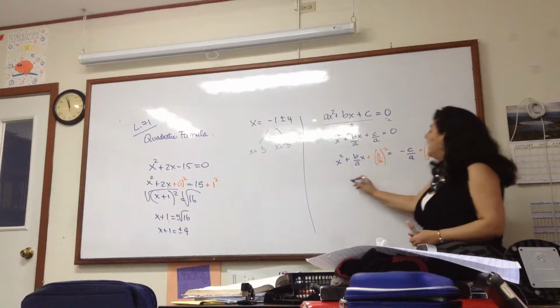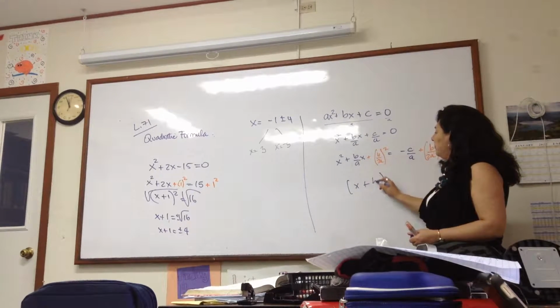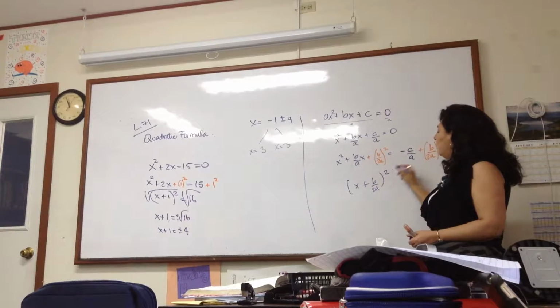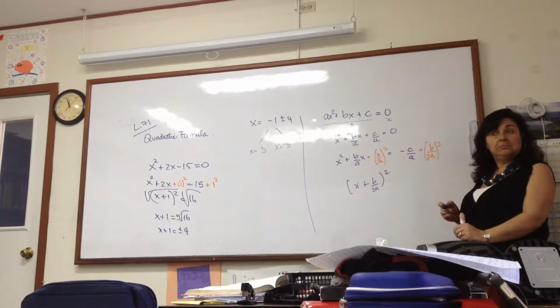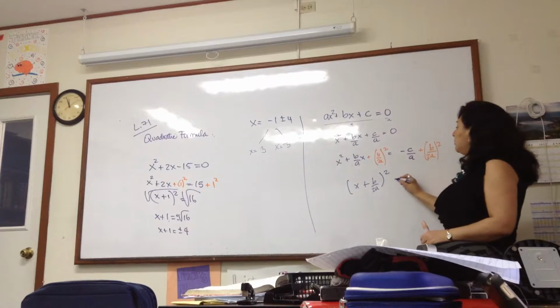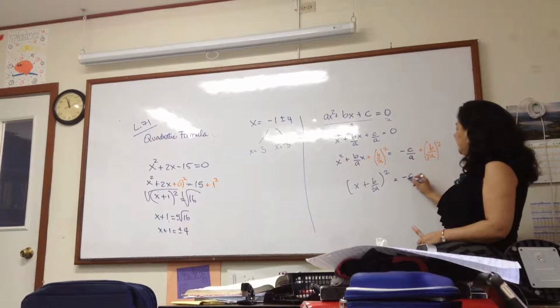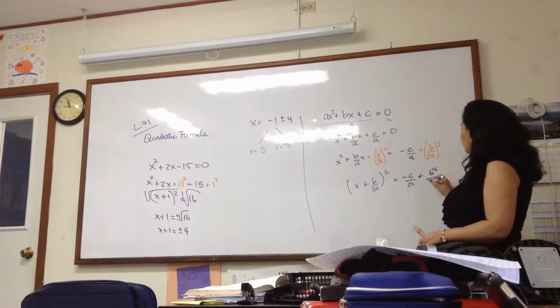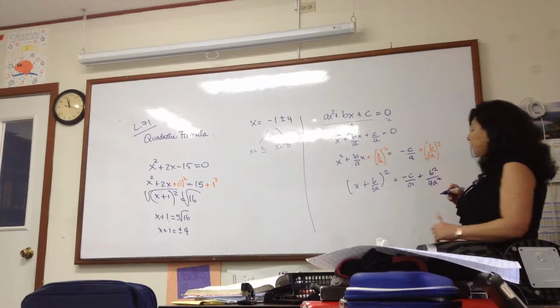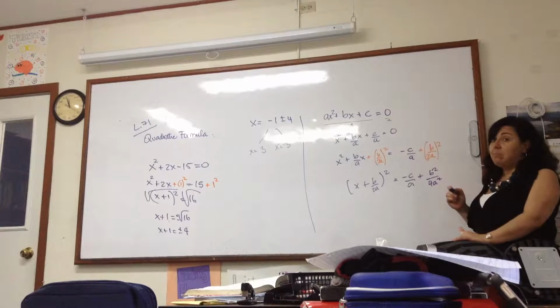So now this will be what? This will be x plus b over 2a squared, correct? And on the other side, it would be minus c over a plus b squared over 4a squared. Everybody agree? But it would be x plus bx over 2a, no?